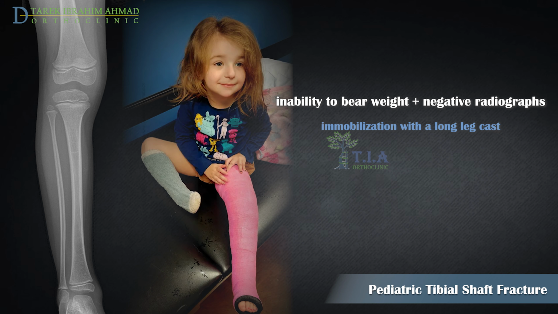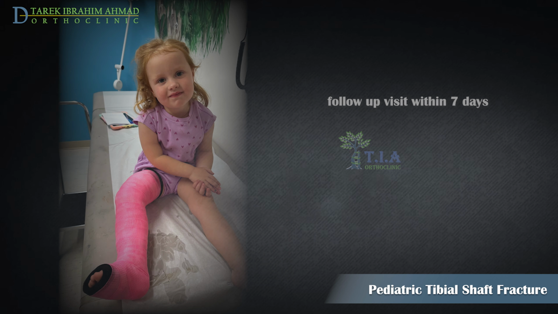Toddlers with a clear-cut history of trauma and an inability to bear weight on the affected extremity, regardless of negative radiographs, also warrant immobilization with a long leg splint or cast when a spiral fracture is the most likely cause for the symptoms until definitive diagnosis can be made. Such fractures usually become visible as a result of new bone growth approximately 7 days after injury. Patients with non-displaced tibial fractures may be discharged home with orthopedic follow-up in 1 week.